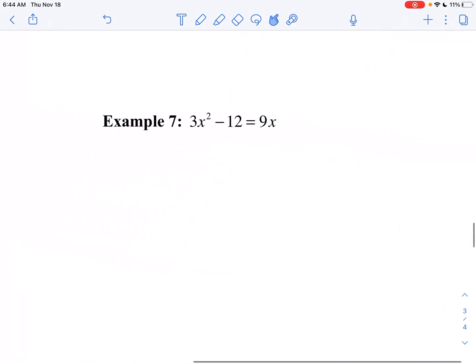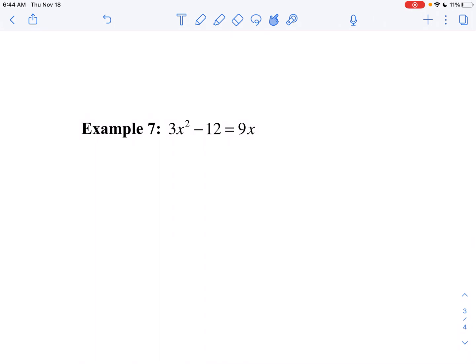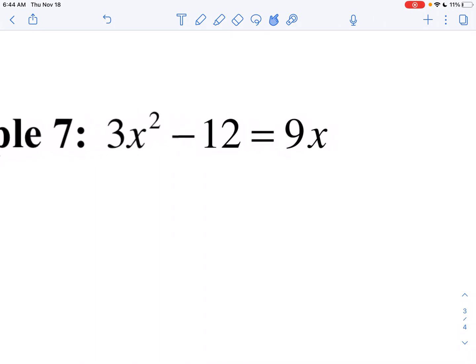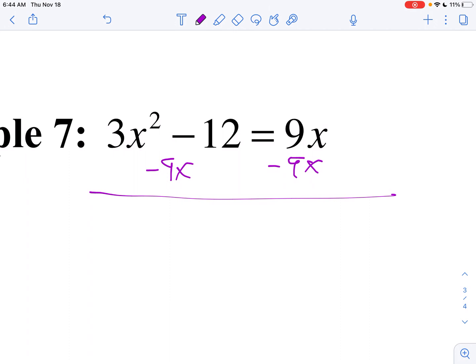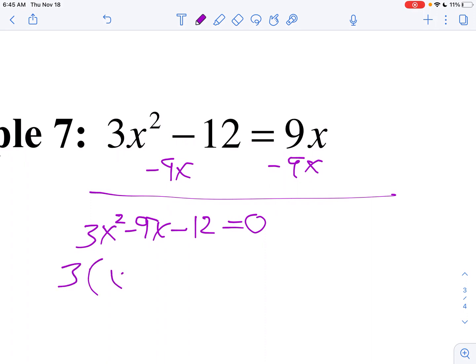Now let's take a look at example 7. In the last example, I want one side to equal 0. It doesn't equal 0, does it? So I'm going to subtract 9x from both sides, and I'm going to write it in standard form. So I'm going to say 3x squared minus 9x minus 12 equals 0. Well, notice 3 is a factor of every single term. I'm going to factor that 3 out to make my life easier. So 3 times x squared minus 3x minus 12 equals 0.